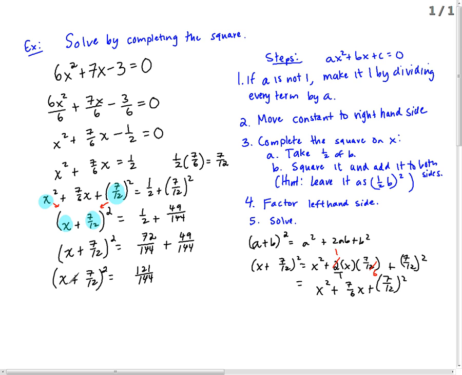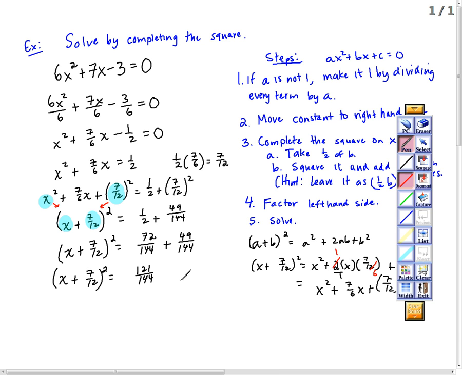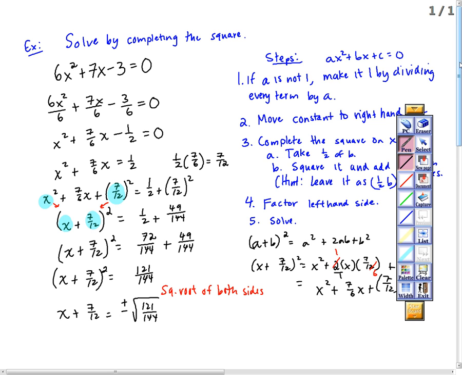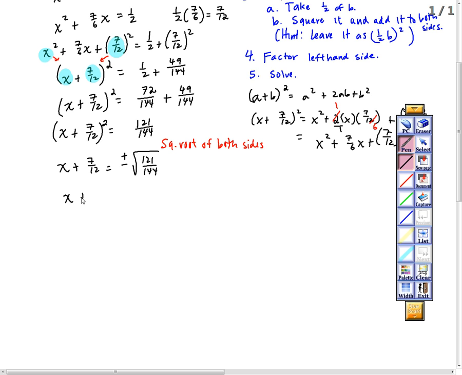Okay? Now I want to solve for x. X is stuck inside this set of parentheses that's being squared, so I need to somehow get rid of that squared. So I'm going to take the square root of both sides. Okay, so I get x plus 7/12, because when I take a square root of something that's squared, the squared and the square root cancel each other. But over here, I need to take the root, so I get plus or minus the square root of 121 over 144. So I get x plus 7/12 equals plus or minus. Remember that the square root of 121 over the square root of 144 is the same as the square root of 121 divided by the square root of 144. So this is 11/12.